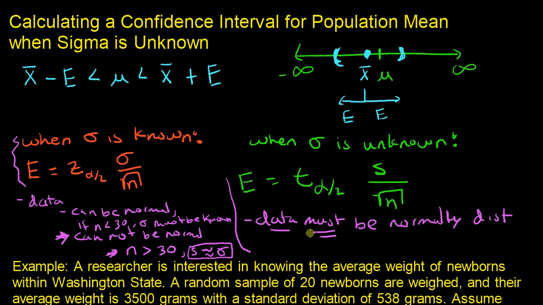So this over here is really only for when n is less than 30, and then you must have the requirement that the data is normally distributed. If the data is not normally distributed and the sample size is less than 30, neither of these work for you. That's outside the scope of this course, so we won't be discussing that in this course.